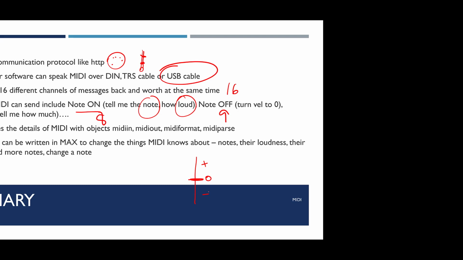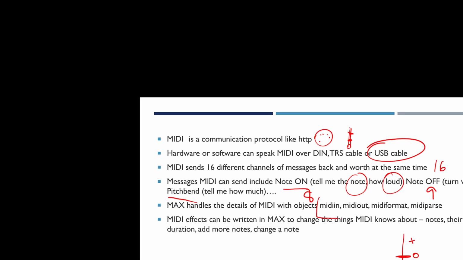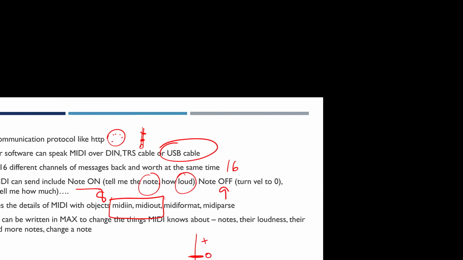Inside Max, you don't have to worry about the details of the 1s and the 0s. There's MIDI in, MIDI out, and there's MIDI format and MIDI parse. Okay, parse means to take apart, to break down the meaning of something. So the common English word, right? If you say, boy, I couldn't parse what he was saying, it means that you couldn't break down into the little pieces the words he was saying to get meaning out of it. Format means you're putting them together according to certain rules.